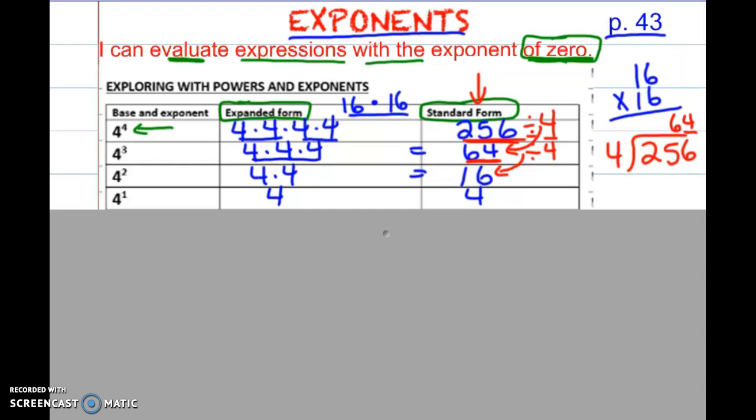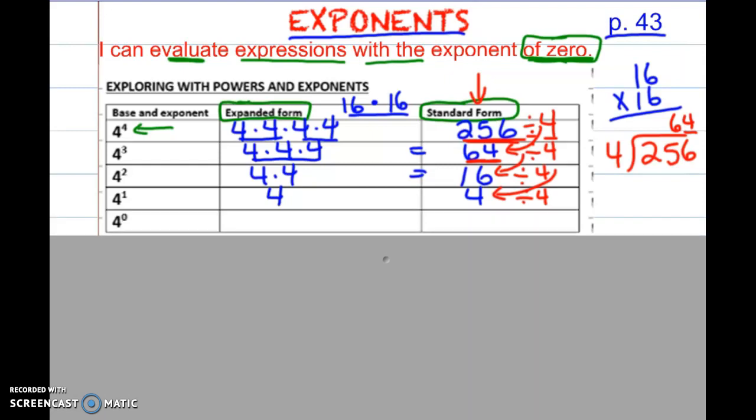If we continue that process, 16 divided by 4 would give us this answer, which is 4. Make sure you're labeling and completing your notebook page just like I am. And then if we take 4 and divide it by 4, we would get the answer to the problem below. So think, what is 4 divided by 4? It is not 0. 4 divided by 4 is 1.